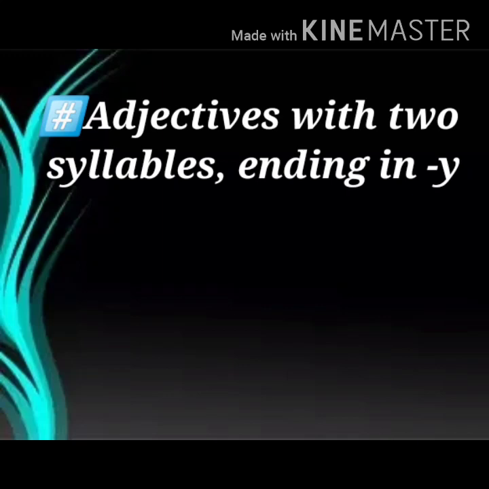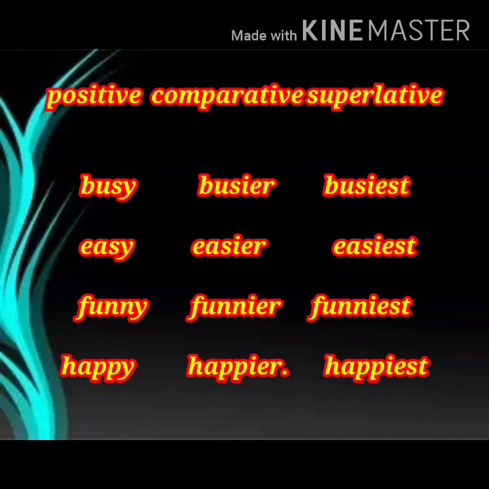Next, we have adjectives with two syllables ending in Y. When the positive ends in Y preceded by a consonant, Y is changed into I before adding er or est. Now let us see the examples. Busy, Y is changed into I: busier, busiest. Easy, easier, easiest. Funny, funnier, funniest. Happy, happier, happiest. Y is changed into I and er is added.